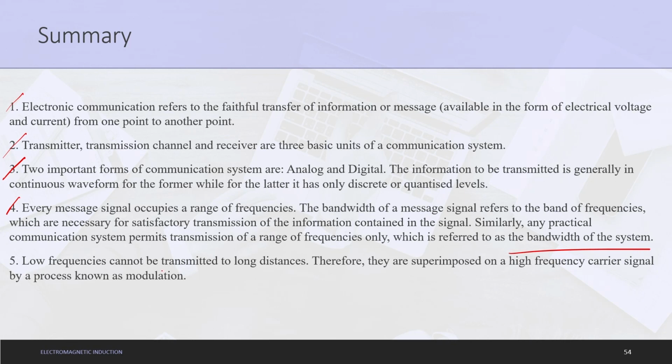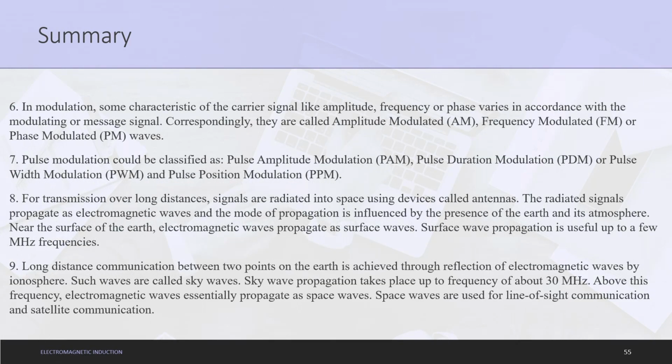Next, low frequencies cannot be transmitted to long distances, which was the basic concept of modulation. Therefore, they are superimposed on a high frequency carrier signal by a process known as modulation. This process was talked about very clearly in the last lectures. Then there were three types of wave: one was AM wave, one was FM wave, one was PM wave. In pulse modulation, there are again three types: one was PAM, that is pulse amplitude, next was PDM or PWM, and the last was PPM.